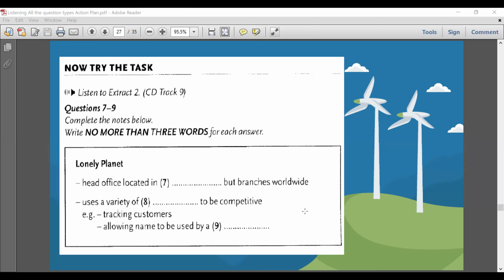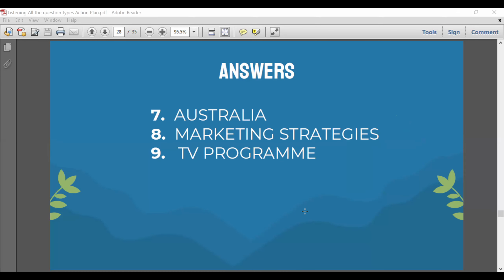So the answer of the 9th is going to be TV program. Now remember, the answer is going to be TV program, write it like this. Any questions, any doubts? If you write program as PROGRAM it is also fine, and if you write PROGRAMME it is also fine. It is absolutely fine. You don't need to worry. But the answer of the 7th will be Australia, the 8th is going to be marketing strategies and the 9th is going to be TV program. About program, I want to say again, if you write PROGRAM the answer will still be correct.